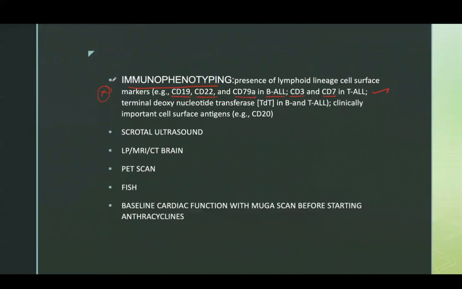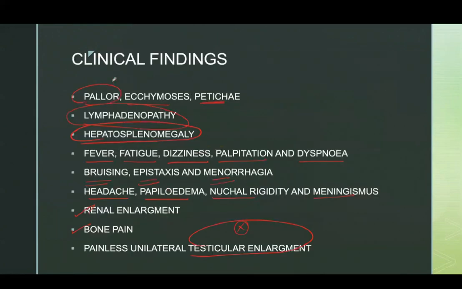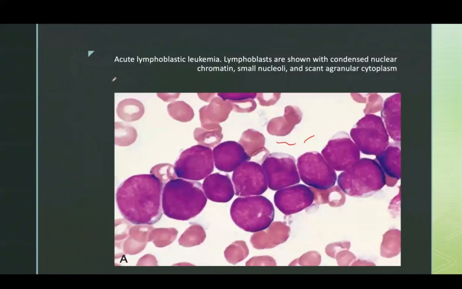Someone wants the clinical picture slides again. No problem. These are the clinical features, doctor. You'll get pallor, ecchymosis, petechiae, lymphadenopathy, hepatosplenomegaly, fever, fatigue, and very importantly, bruising, bleeding in any form, through the eyes, through the nose, through the mouth, through the back passage, menorrhagia, anything can occur, and renal enlargement, bone pain, and specifically unilateral testicular enlargement. Okay, and CNS findings can be anything that will mostly mimic a meningitis or an encephalitis in leukemic infiltration. Right? Hope you got it now.